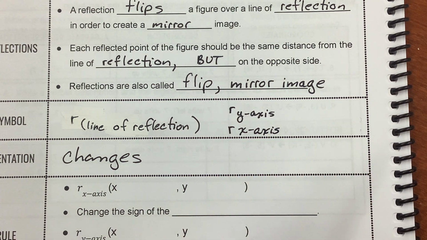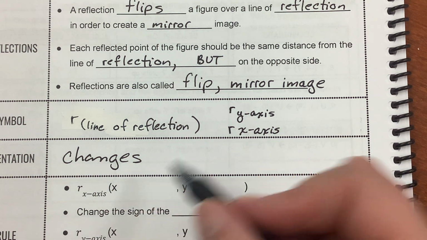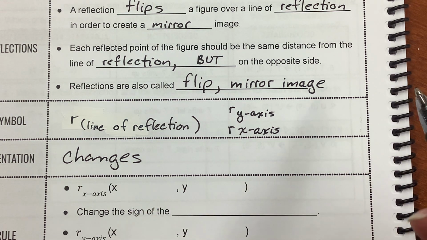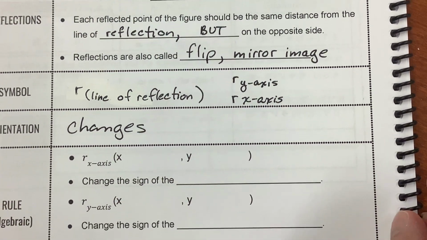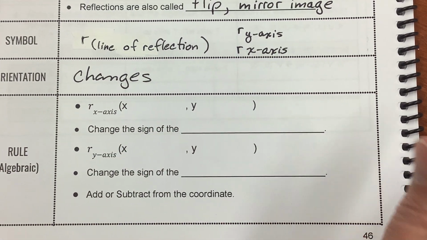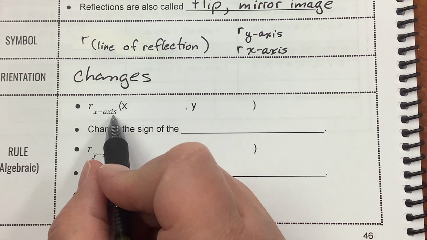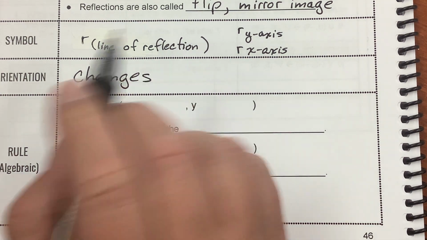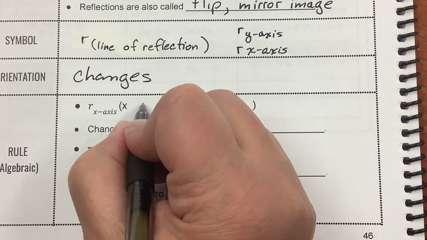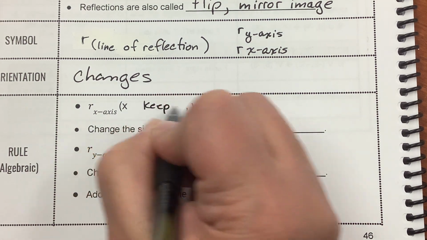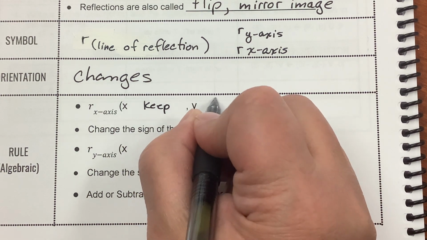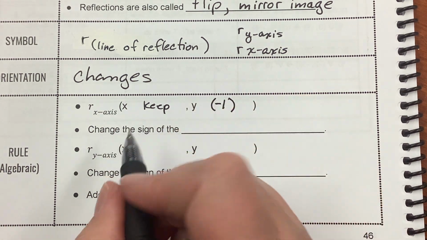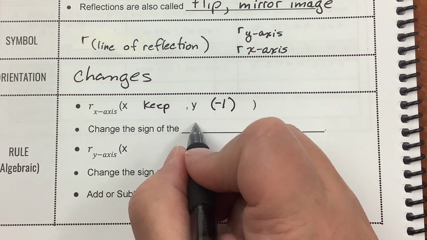But that's not all. Sometimes you flip over a line that is not an axis, but say x equals 1 or y equals -3. You can flip over other lines. We're not going to for a while, but you can do that. All right. So the rule, if you're going over the x-axis, you're going to take the x and leave it alone, keep it. But the y, you're going to multiply that times -1. So change the sign of the y coordinate.